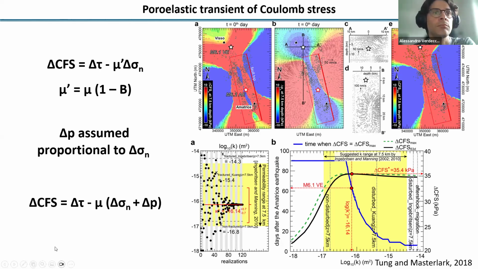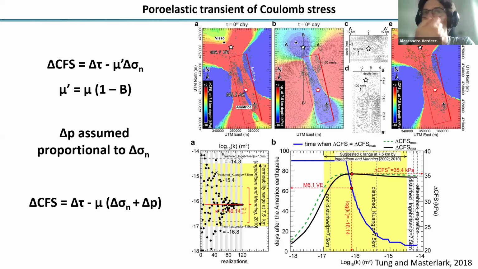However, the real equation of Coulomb failure stress takes into account pore pressure changes. And pore pressure changes are not instantaneous, but they evolve with time. And this is what basically Tung and Masterlark did, trying to understand in central Italy, right after the Amatrice earthquake, the 6.2, the first of the sequence.